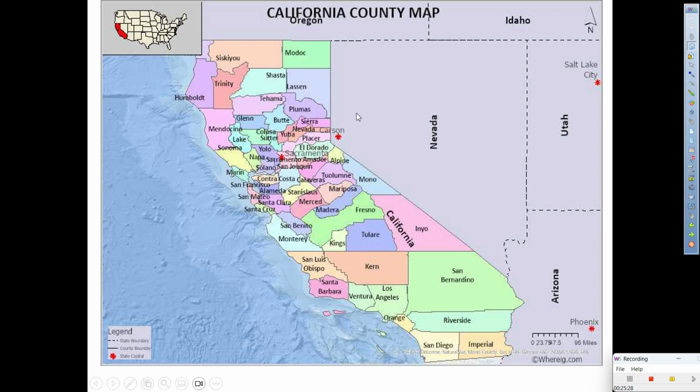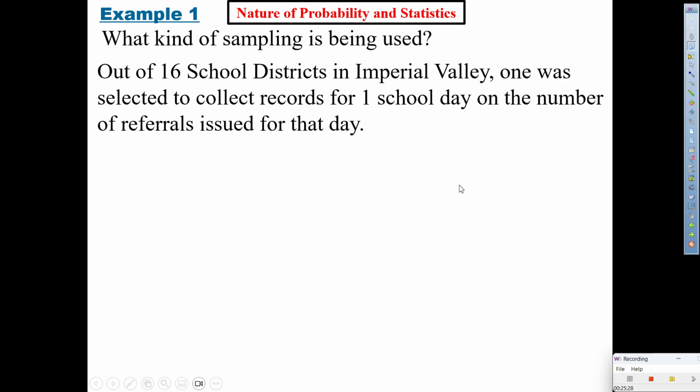All right, let's move on. Here we go. Look up. Example number 1. Don't copy this. It says, what kind of sampling is being used? Out of 16 school districts in Imperial Valley, 1 was selected to collect records for 1 school day on the number of referrals issued for the day. So let me repeat that again. Out of the entire Imperial Valley, there are 16 school districts. 1 school district is selected to find out how many referrals were given. Talk to your neighbor. What kind of sampling is that?